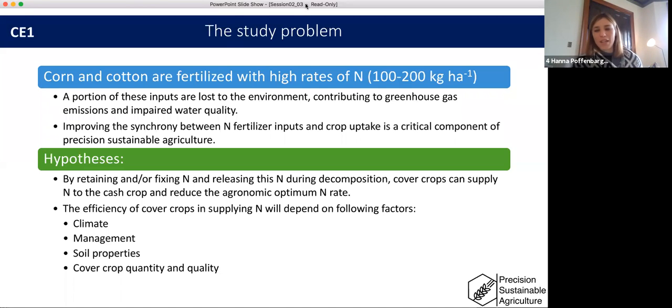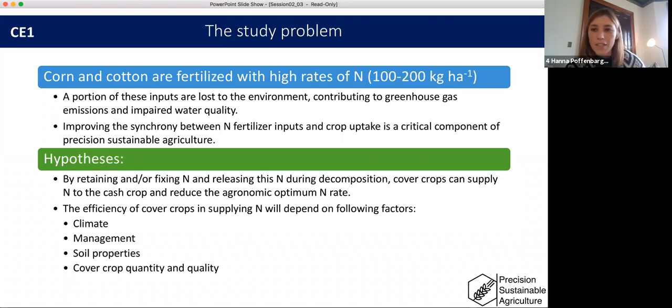I'm going to present an update on Common Experiment 1. The problem that we're seeking to address with this study is improving the synchrony of nitrogen fertilizer inputs and crop uptake. We know our dominant corn and cotton production systems are typically managed with high rates of nitrogen, and only a portion of the nitrogen fertilizer inputs are used by the crop. Generally around 30 to 50% can be lost to the environment, which has negative consequences.